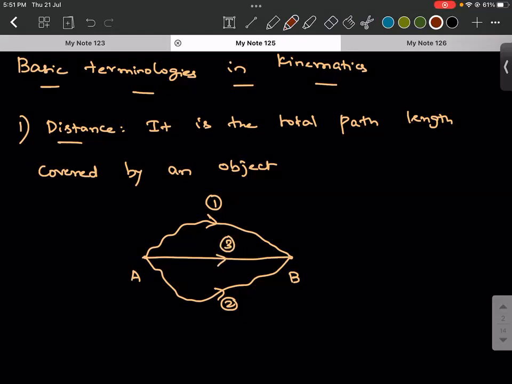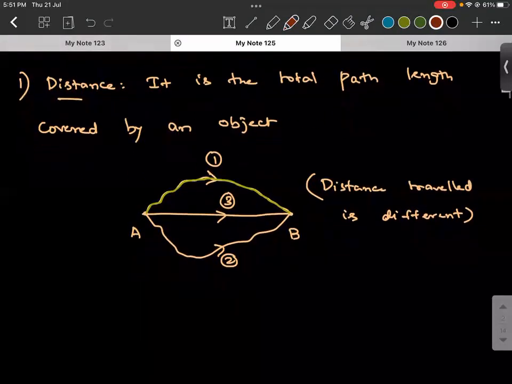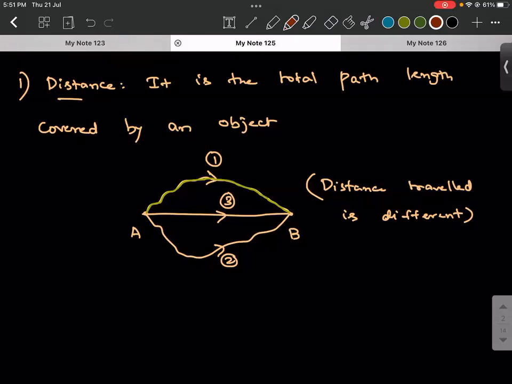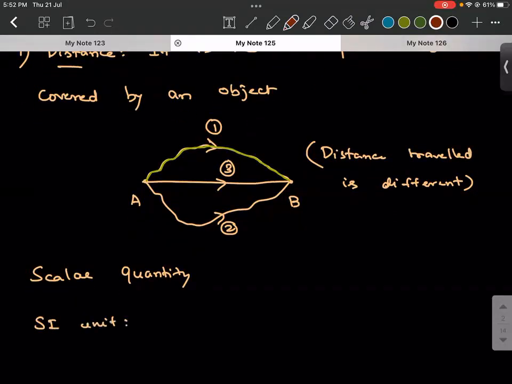So if you see, in each scenario the distance traveled by the object is different, because when I say distance, I'm talking about the total path length. If you take the total length which the object has traveled, then that total length is going to give you the distance traveled by the object. And an important point to be noted is distance is a scalar quantity. The SI unit of distance is meter, and the CGS unit is centimeter.